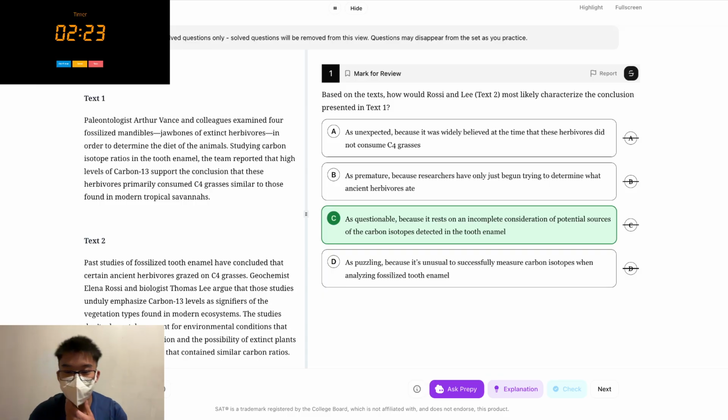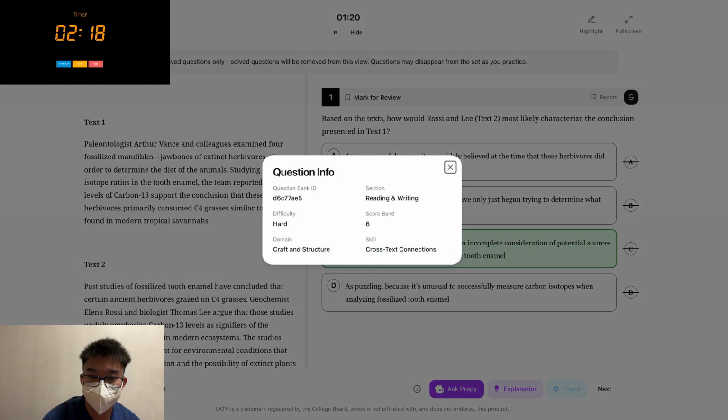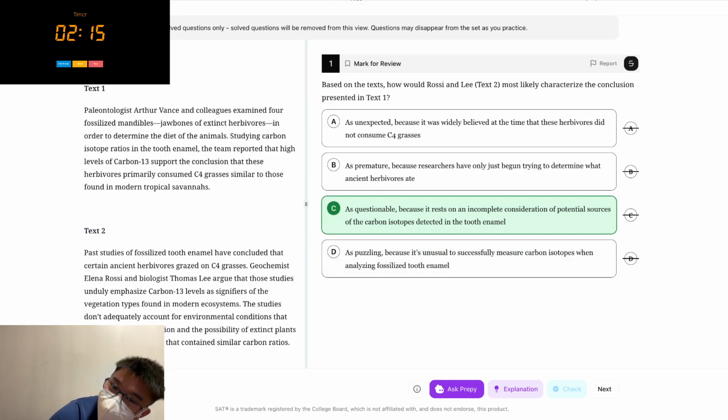Okay. Yeah, I think I thought a little too long on this one too, but basically, I chose C because it's questionable. I guess it is a good strategy. It's questionable because they're talking about how they emphasize carbon 13, and I just saw the carbon 13 right here and C4 right here. But in here it said it doesn't account for environmental conditions that affect this, like carbon fluctuation or whatever this is, right? So I guess it's incomplete because it's questionable, right?